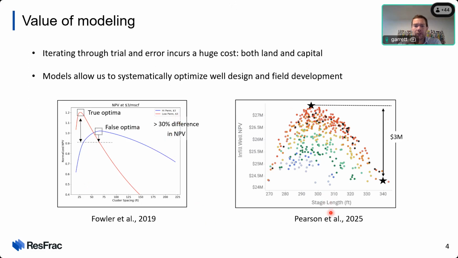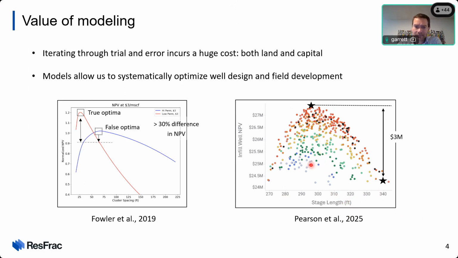The example on the right comes from the Bakken, which is an oil shale in the northern United States, north central. And here we look at how the optimal outcome evolves as a function of stage length and cluster spacing, as well as the color scale here, which is the size of the stimulation in terms of proppant and fluid volume, measured on a pounds per foot basis, or pounds per cluster in the case of how we evaluated it in this paper.